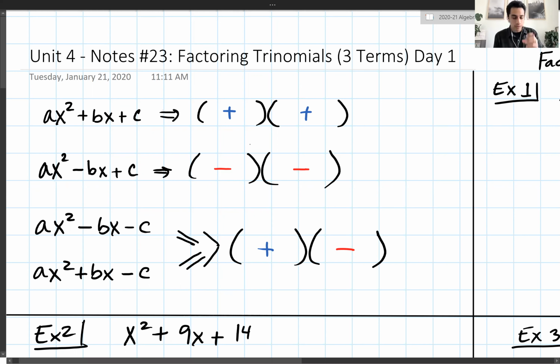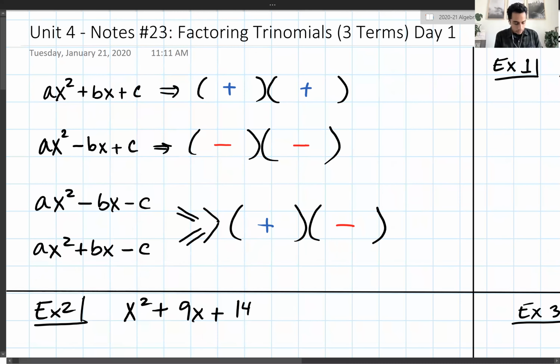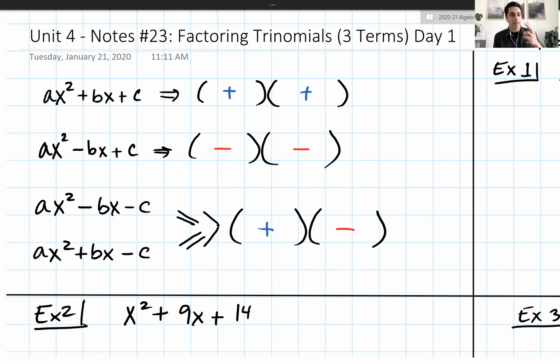That's because usually we'll need two numbers that multiply to be positive but add up to be a negative. The only time that happens is when you have two negative numbers. Two negative numbers will multiply to be a positive, but add up to be a negative number. Then you have these two situations where you could have a negative b and a negative c, or a positive b and a negative c. In this case, it just means that one term will be positive, one term will be negative. It doesn't always mean that the first term is positive and the second term is negative. You're just going to have one of each, one positive, one negative.